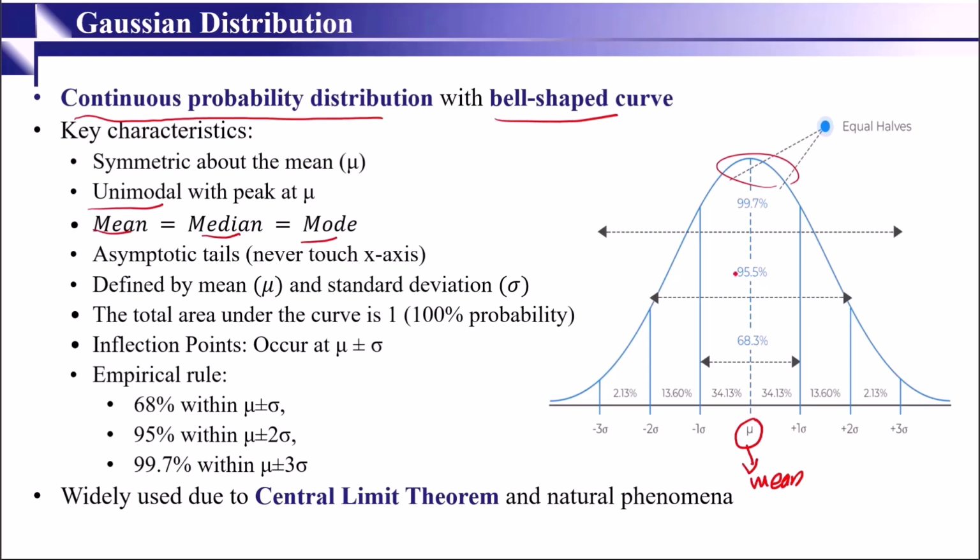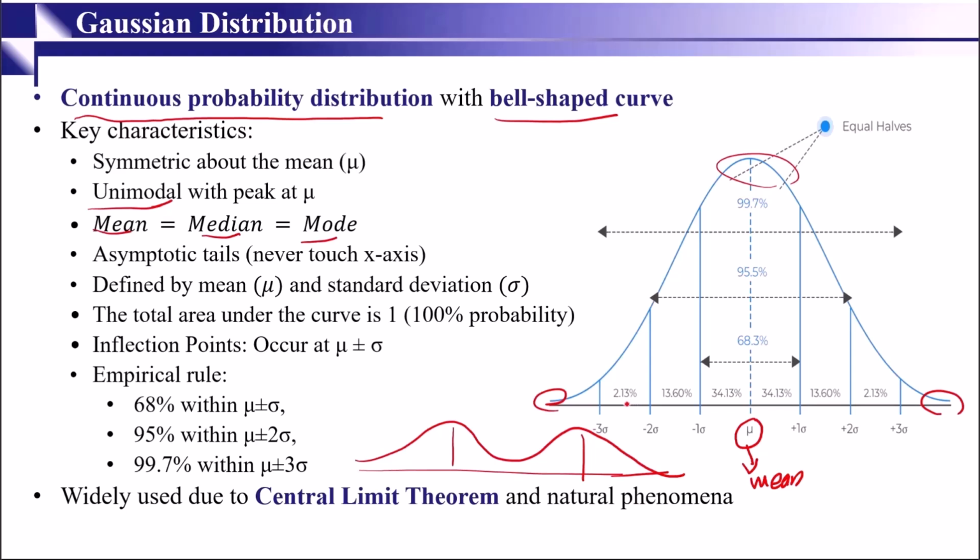So if we have bimodal, it will be something like this. If our data are something like this, then we say this is bimodal, right? But in this case, it is unimodal, and it means we have only one peak, and this single peak occurs at the mean. The tails of this distribution are asymptotic. It means they approach but never touch the x-axis. They come close to zero, but they never become zero.